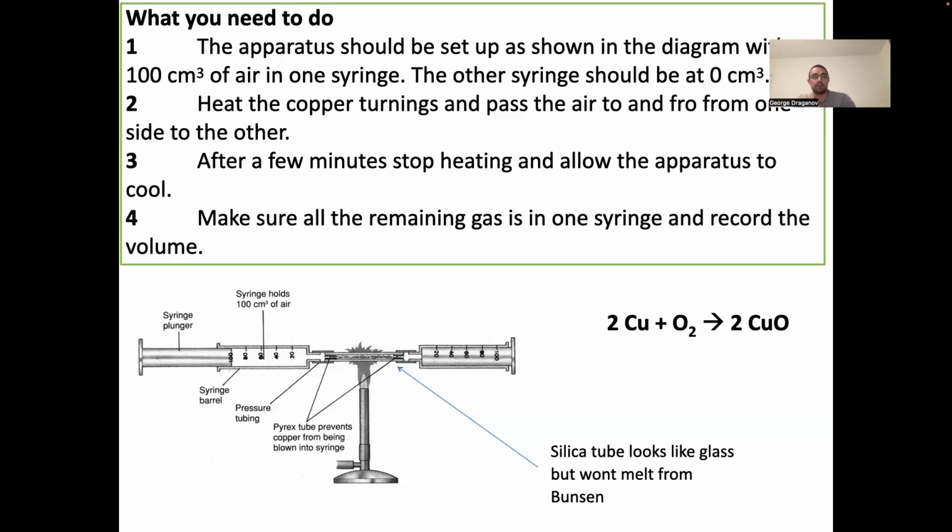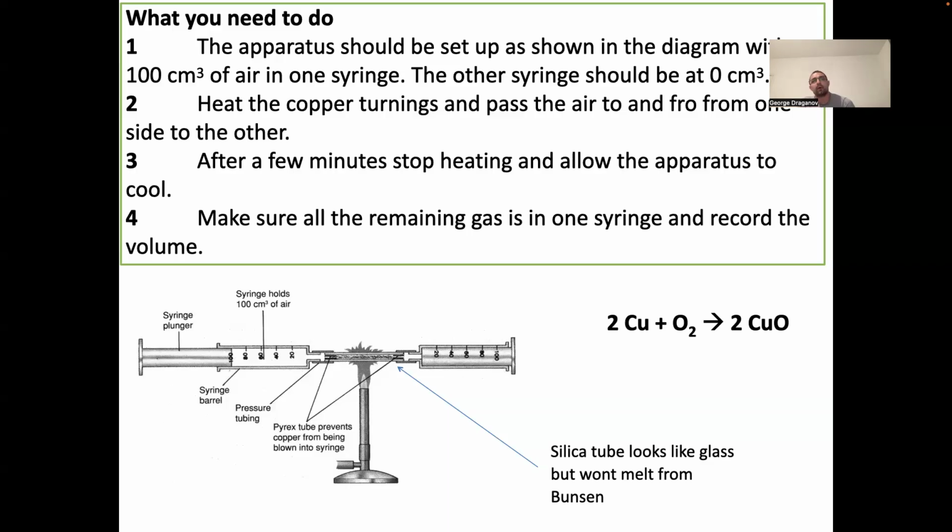But what happens is you will know when the experiment is finished because there will be no more red-brown solid left. Everything would have turned black. So unless there was not enough copper to react with all the oxygen, then the reaction should be finished. At the very end, you'll make sure that only one gas syringe has the gas in it.